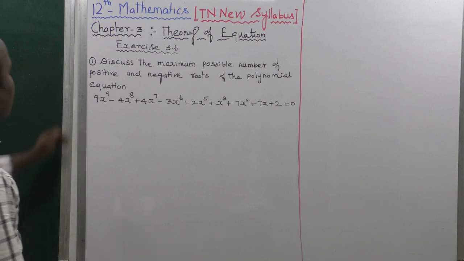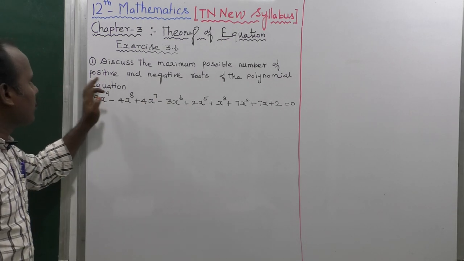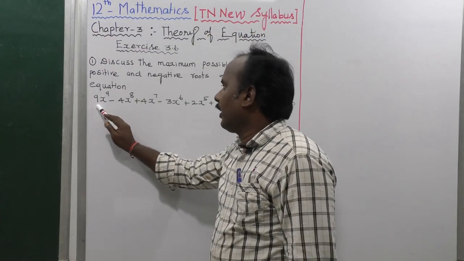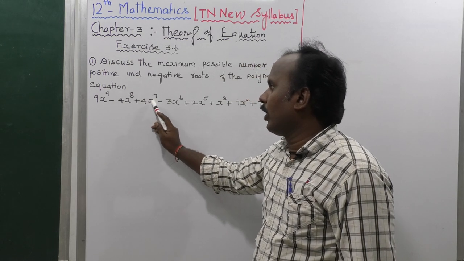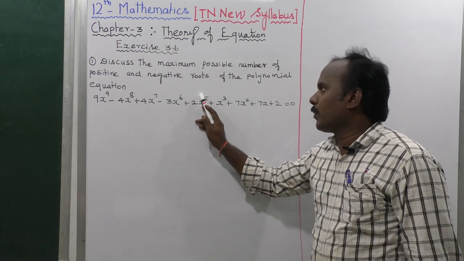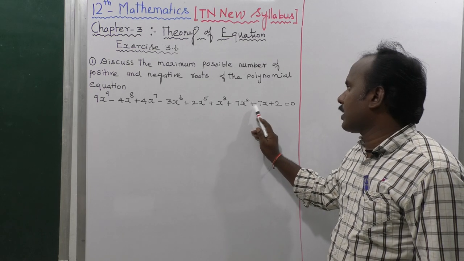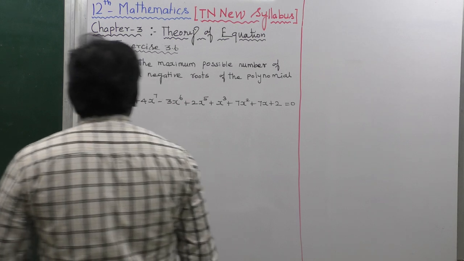Exercise 3.6, the first sum. Discuss the maximum possible number of positive and negative roots of the polynomial equation given: 9x^9 - 4x^8 + 4x^7 - 3x^6 + 2x^5 + x^3 + 7x^2 + 7x + 2 = 0. So this was the given polynomial equation.